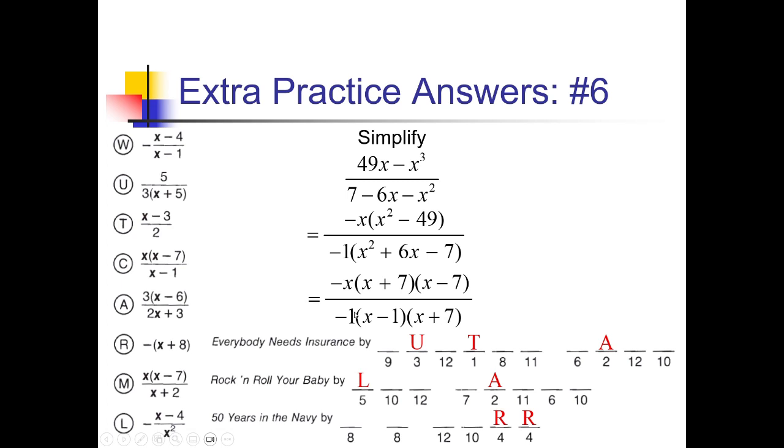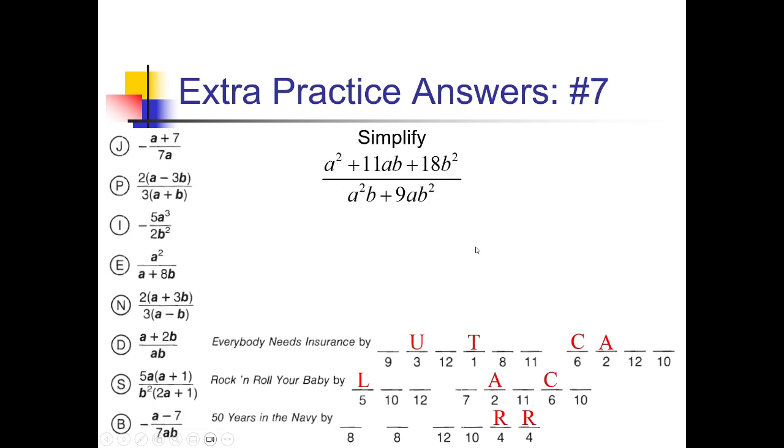Looking to see what I can cancel. The x plus 7s are going away. And also these two negatives here are going to cancel each other out. So what we have left over then, we have an x and an x minus 7 in the numerator. And in the denominator, all that's left over is this x minus 1. So finding all that, I see that's going to be letter C right here. So let me put that in spot 6. There's one of those right here, and also on the second line right here.